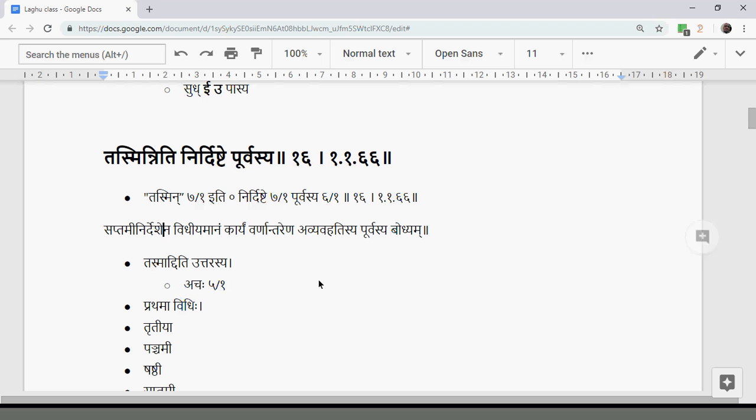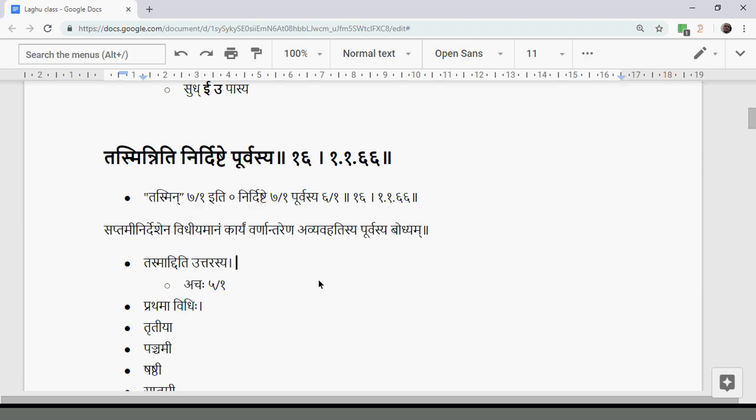So saptami nirdeshena vidhyamanam karyam varnantarena avyavahitasya purvasya bodhyam. It has to be understood as what? That which is avyavahita, not separated, purvasya, immediately preceding. For it has to be understood, that adesha has to be understood. Saptami nirdeshena vidhyamanam karyam. Whichever karya, whichever action is ordained, vidhyamanam, ordained with a saptami nirdesha, shown by a saptami, that will be what? And varnantarena avyavahitasya purvasya. It will be for the purvasya, for the earlier, which is immediately earlier, a letter which is immediately preceding that.